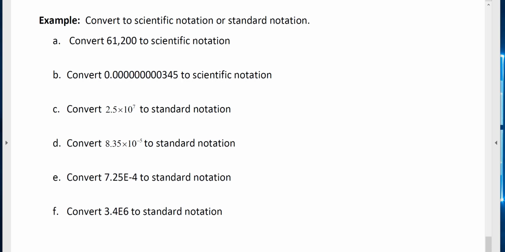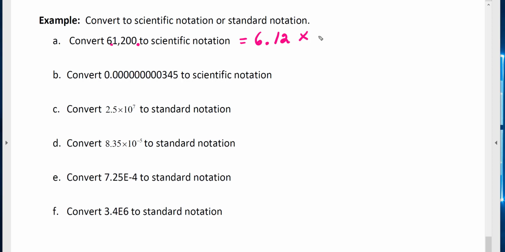To write a number in scientific notation, we have to write the number so that it's a number greater than 0 but less than 10. We're going to start out with a decimal point furthest to the right, and we're going to have to move it between the 6 and 1. So we can start out by writing 6.12. We don't have to write the other zeros.